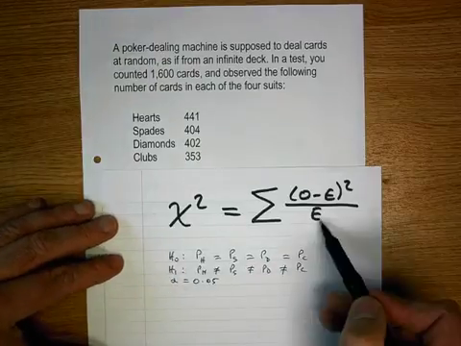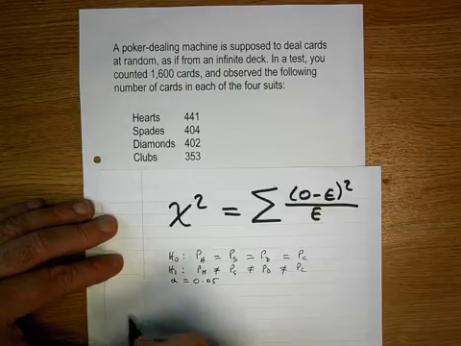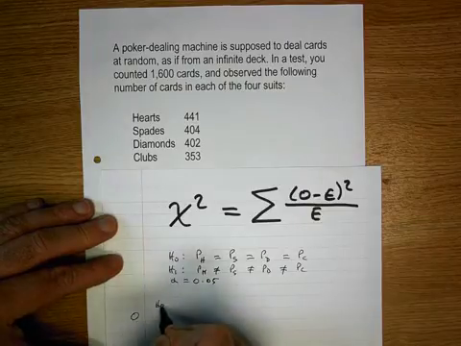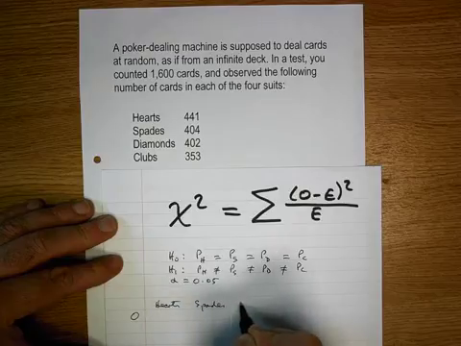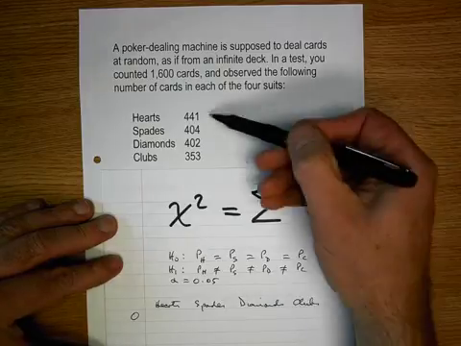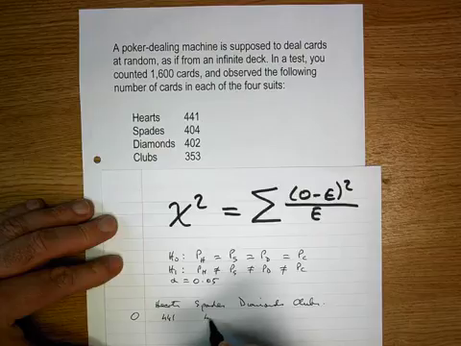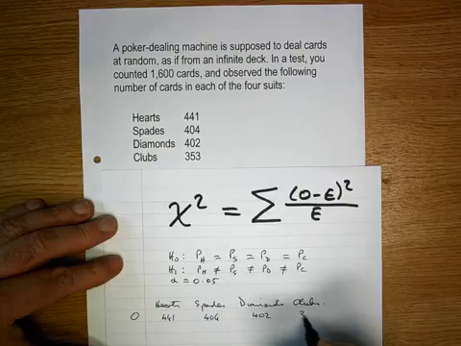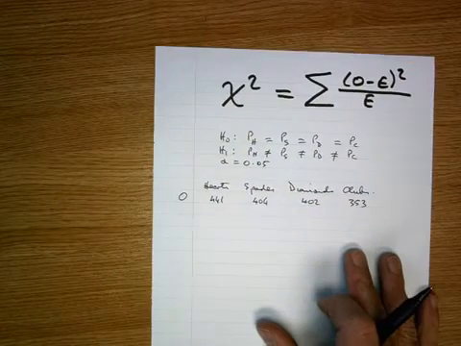So we're now ready to start to build up these values here, and I'm going to do this in a table. First of all, let me put down my observed values. So O for observed, I write in my hearts, spades, diamonds, and clubs. And my observed values are simply the four values that I have up here. So I'm going to put in 441 hearts, 404 spades, 402 diamonds, and 353 clubs. So I can take away my question there now, give myself a bit of space.